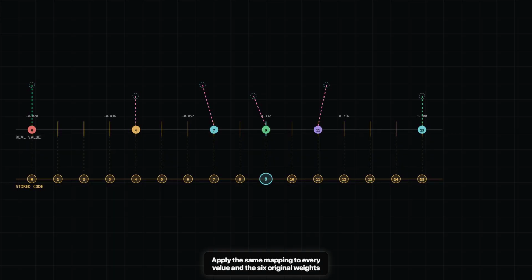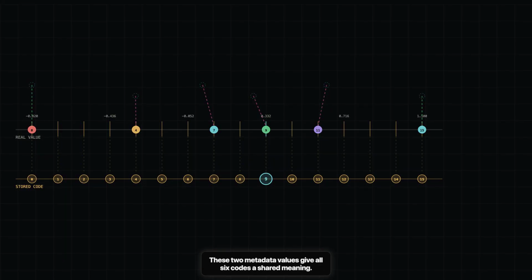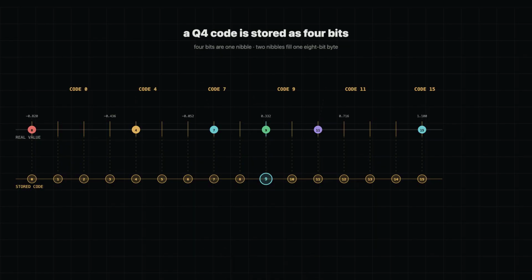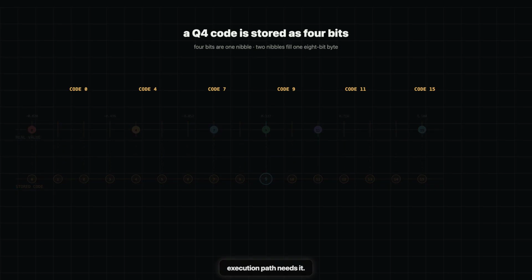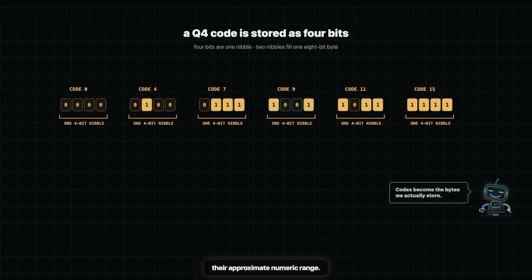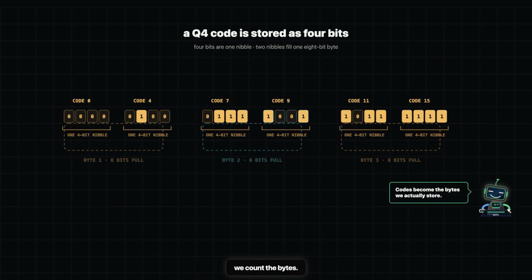Apply the same mapping to every value and the 6 original weights become 6 codes between 0 and 15. The block also stores its scale and minimum. These two metadata values give all 6 codes a shared meaning. The code is the cheap stored value. The reconstructed decimal is an approximation produced when the execution path needs it. This is the basic mechanism behind quantization. Small codes replace expensive values, while shared metadata preserves their approximate numeric range. But smaller codes only matter if they reduce physical storage, so now we count the bytes.